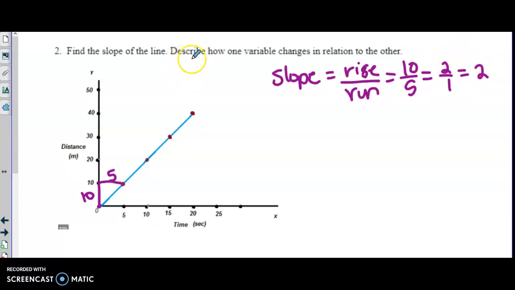And then we want to describe how one variable changes in relation to the other. So this is distance and time in seconds. So let's see what happens. As the time gets bigger, the distance traveled also gets bigger. Like if you go all the way out here to this last point, as your time increases, go over here, your distance is also increasing. Or you could say as your distance increases, your time increases.